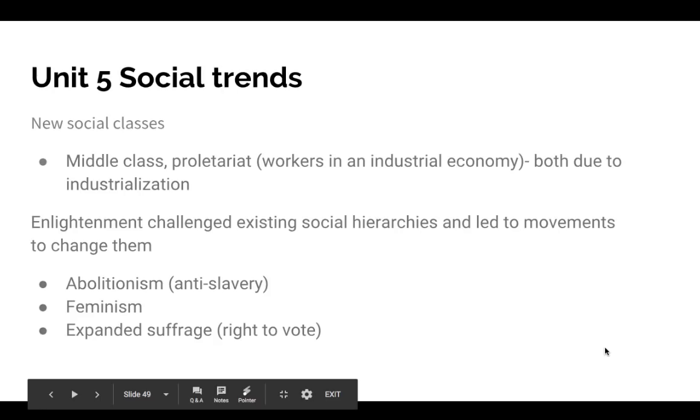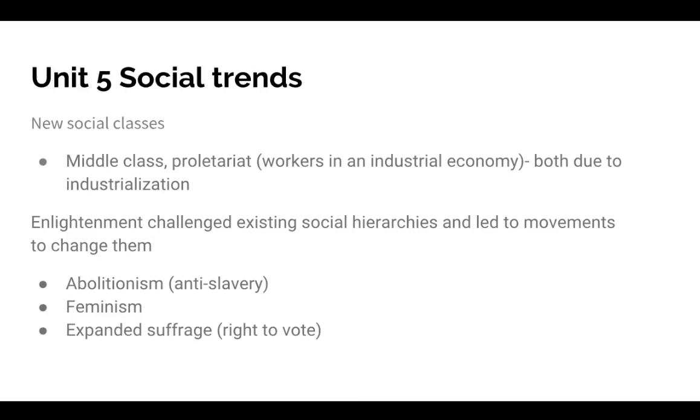One thing that happens during this time period is there are new social classes due to industrialization. So the middle class is going to become a reality because industrialization makes goods more inexpensive, and so people can afford more. And then the proletariat is the Marxist term for the laboring classes in an industrial economy. We also have the Enlightenment, which is going to challenge some of those hierarchies and lead to efforts to change or abolish them. So the anti-slavery or abolitionist movement, feminism, and expanding suffrage, which means the right to vote.